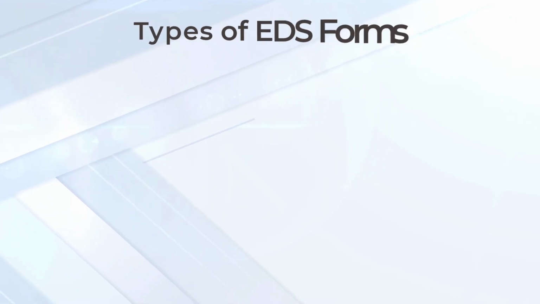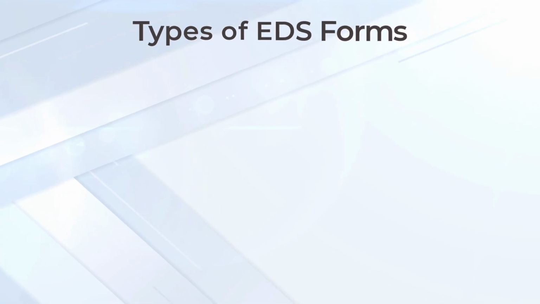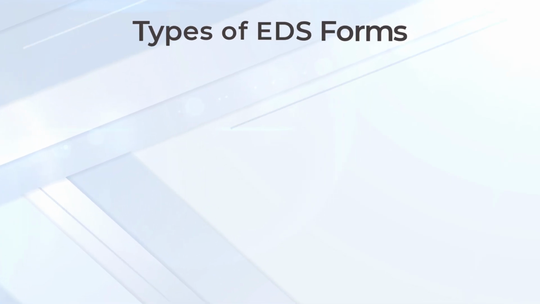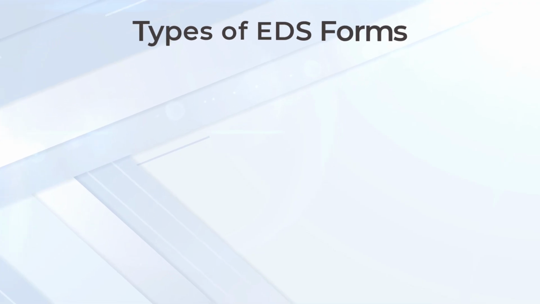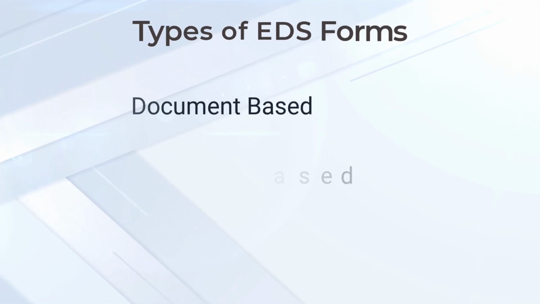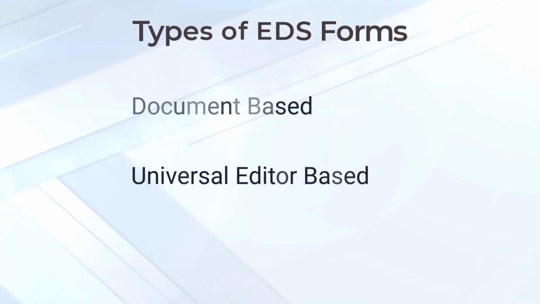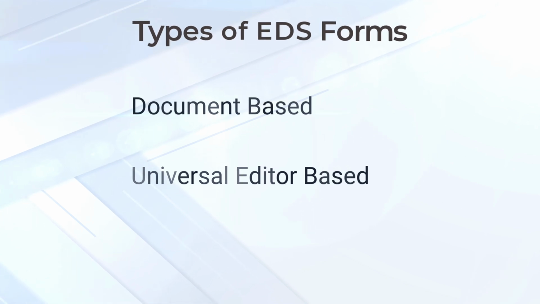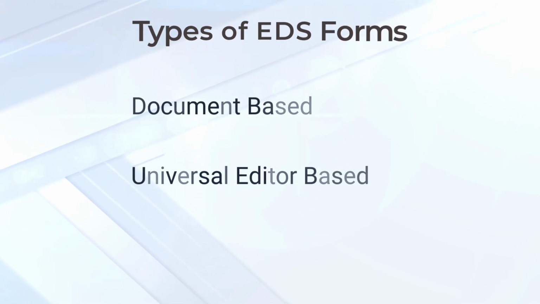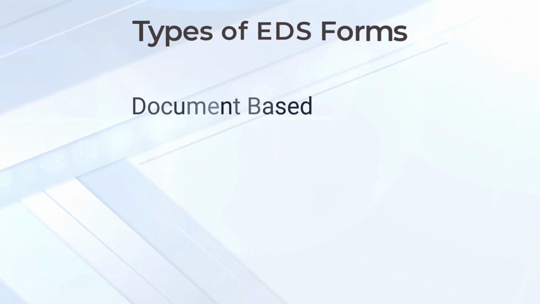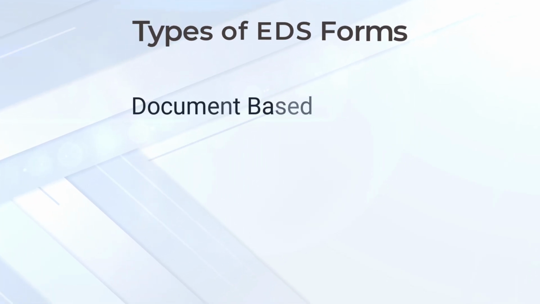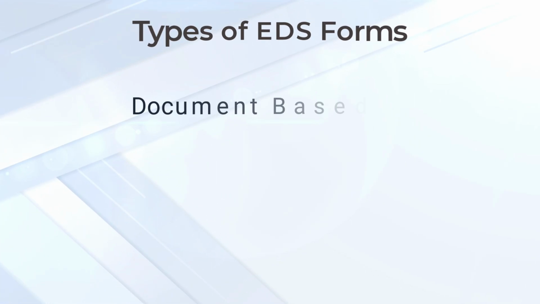So now that we got to know at a high level about EDS Forms, let us try to understand the types of EDS Forms available to us. There are two main types of EDS Forms based on how they are authored: document-based forms and Universal Editor-based forms. Document-based forms are defined inside documents, typically Microsoft Office tools or Google Docs, and then rendered as forms on EDS sites. You can also do submission to spreadsheets.